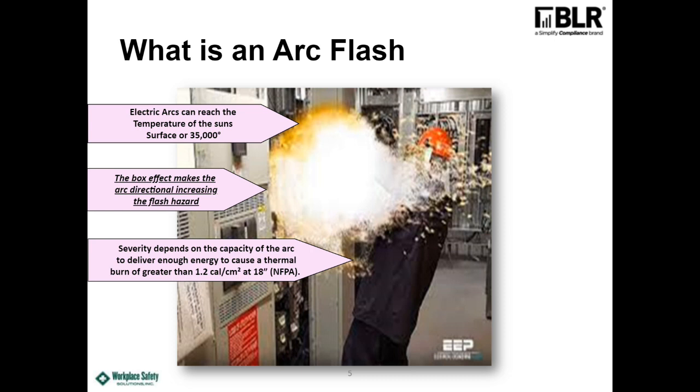energy that can cause a thermal burn greater than 1.2 calories at 18 inches. So the 18 inches is irrelevant, kind of, because 1.2 calories is the point at which your skin will receive a second-degree burn. So calories is the measure of energy, the sensitive energy. It has the pressure and all that with it, and also the heat level.